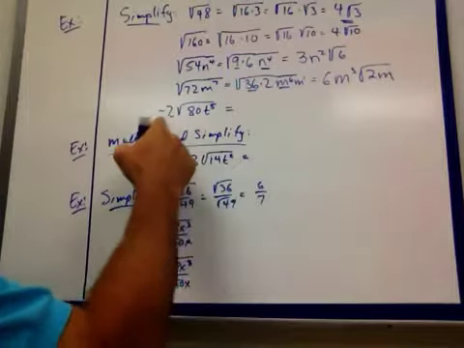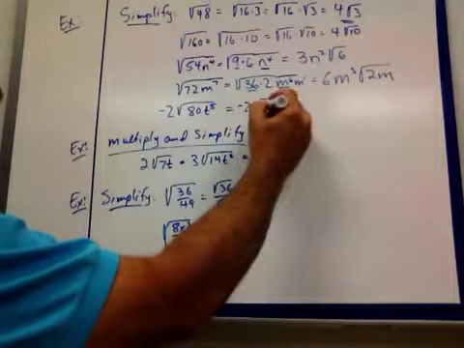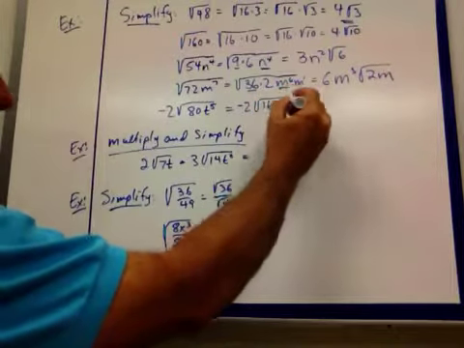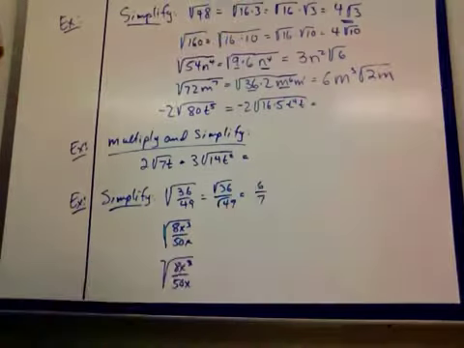Okay? Here I've got a number outside. I'm just going to multiply it along just like I normally would. 80 I know is 16 times 5. You're used to it. t to the 5th becomes t to the 4th and t. Just drop it back 1.